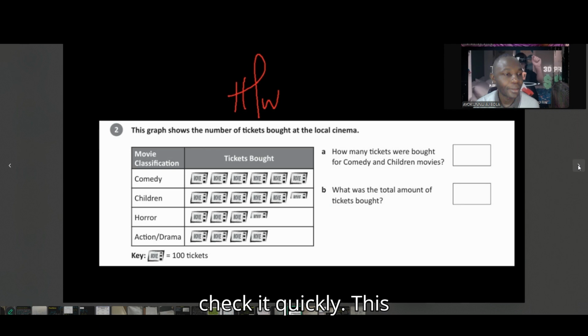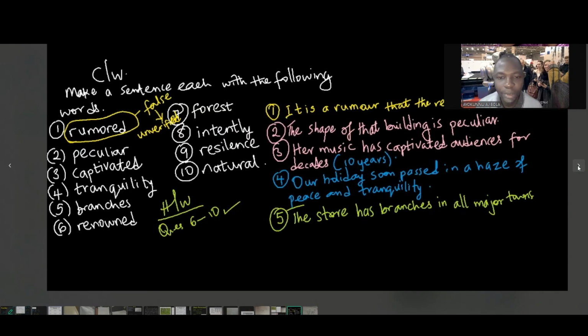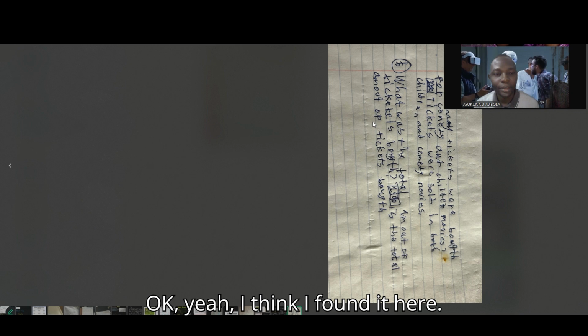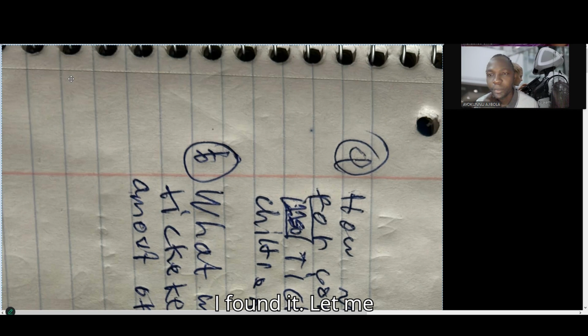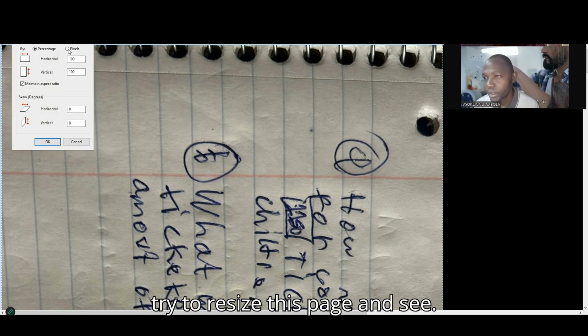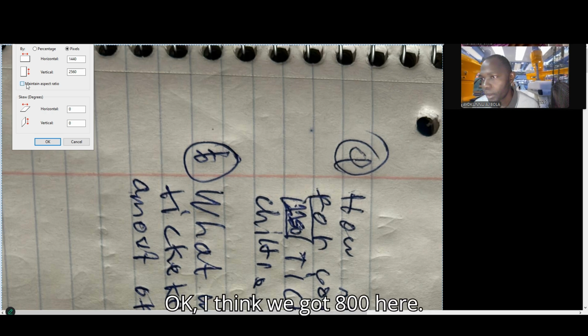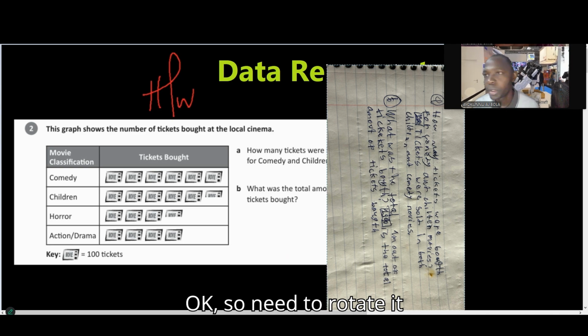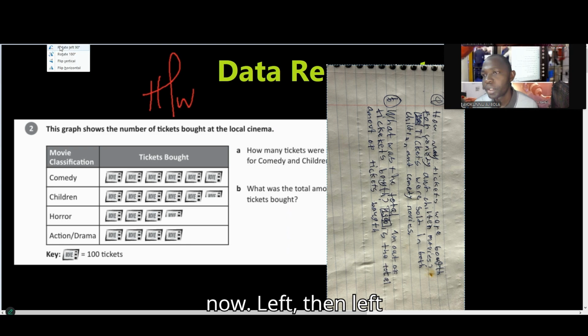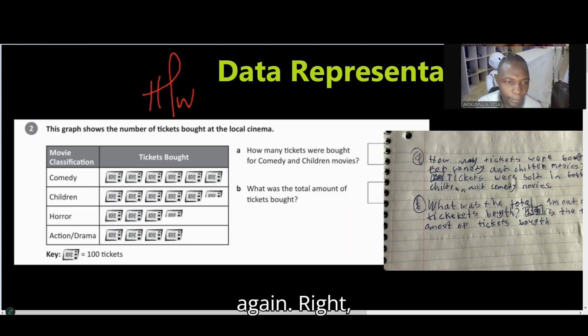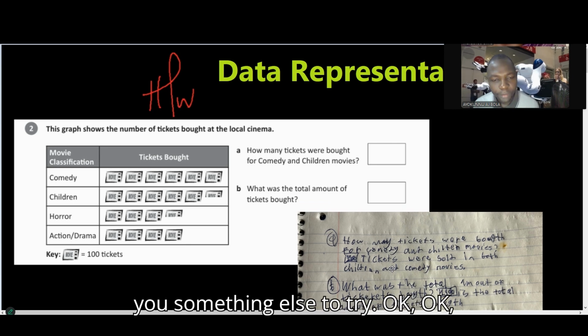Yeah. Let me check it quickly. This one, this is the essay. Yeah. Okay, I think I found it here. Let me try to resize this page and see. Okay, I think you got 800 here. So need to rotate it. No, left, then left again. Right, let's quickly look at it before I give you something else to try, okay?